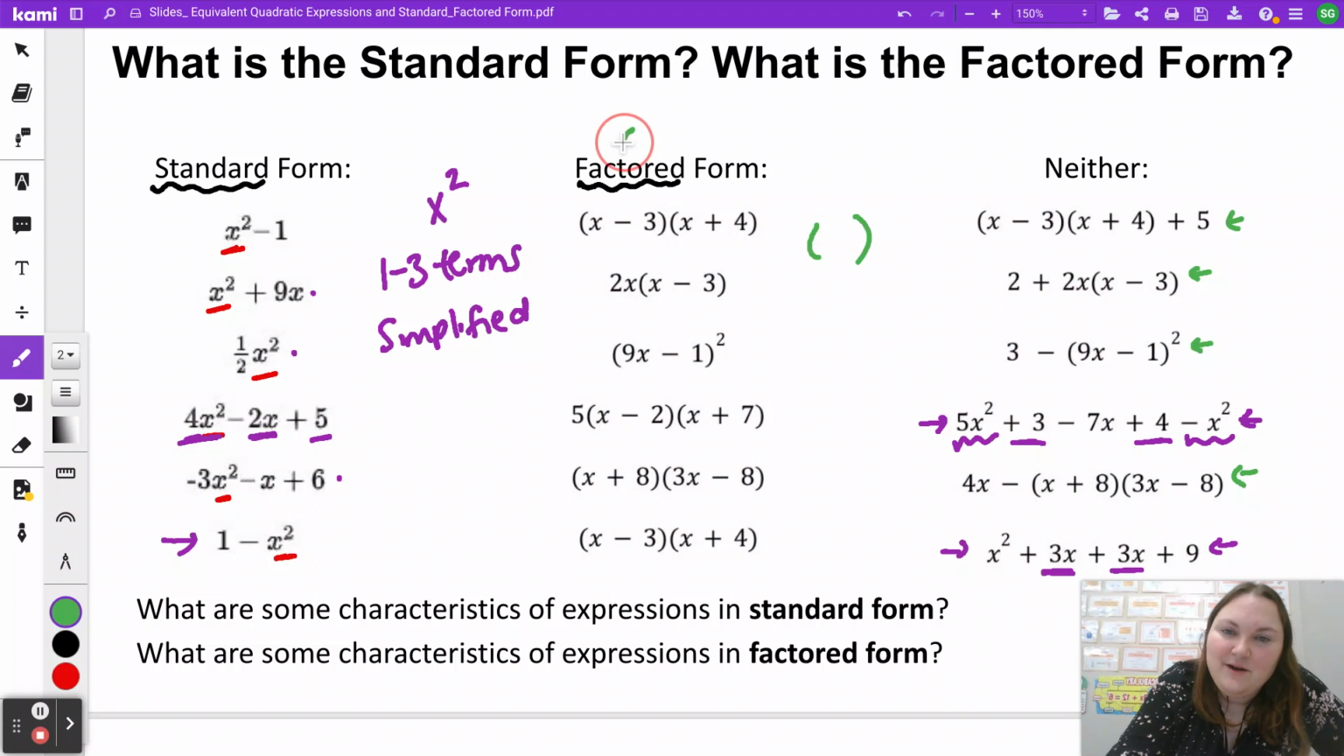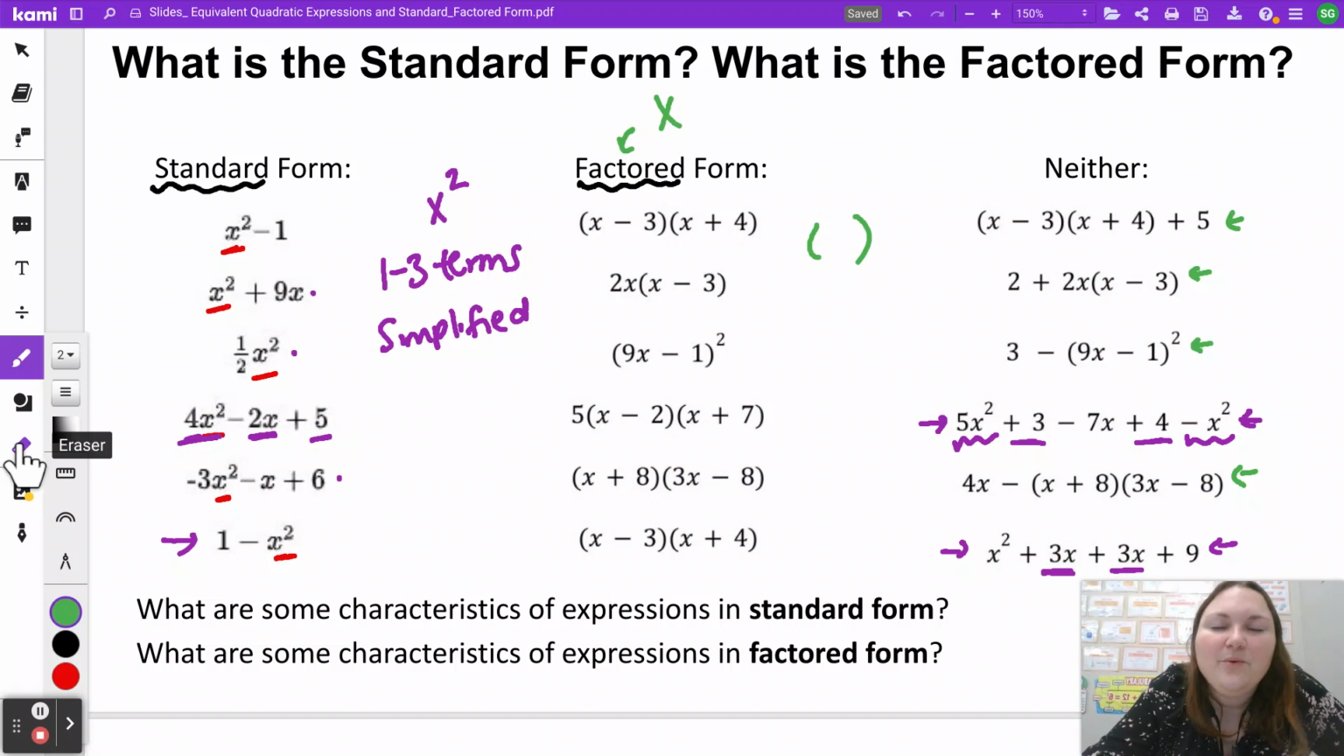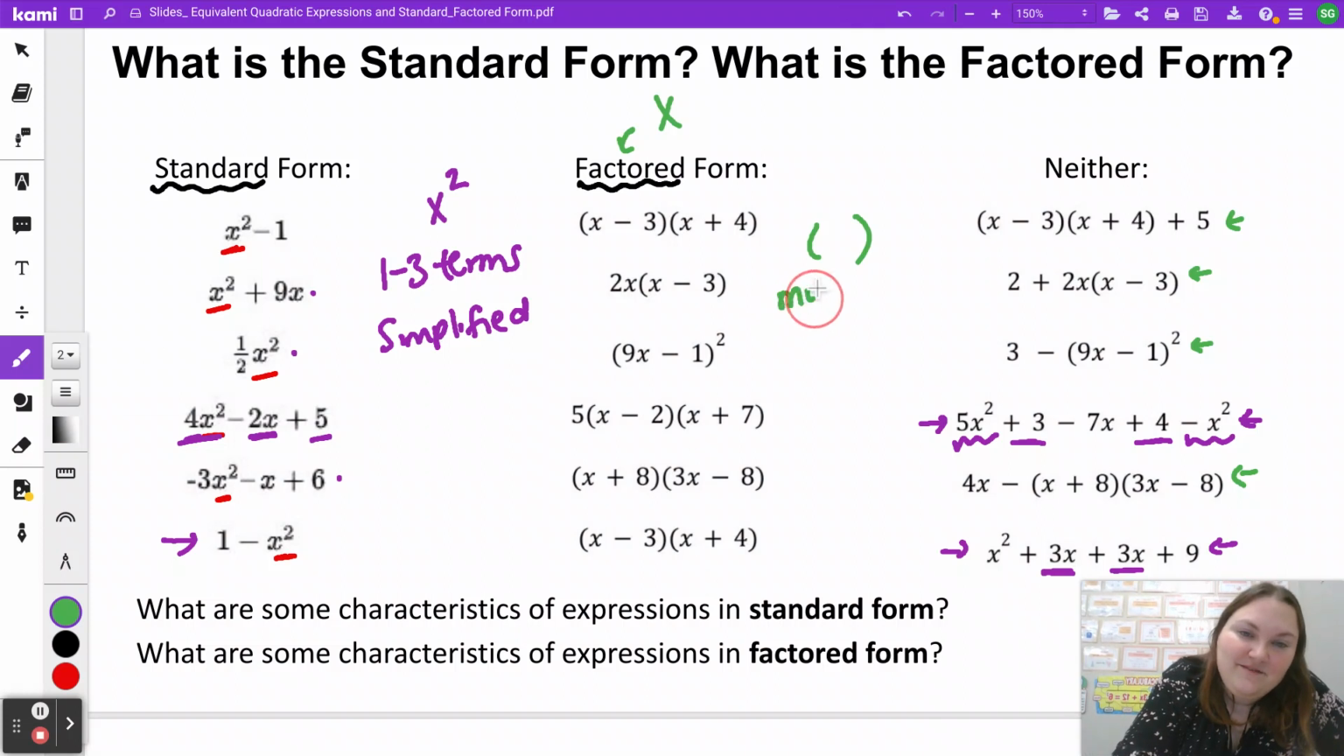Factored form, that word factor comes from multiplication because all of these are multiplication problems and only multiplication. There is no addition or subtraction. One of the main characteristics is we are going to be multiplying something.